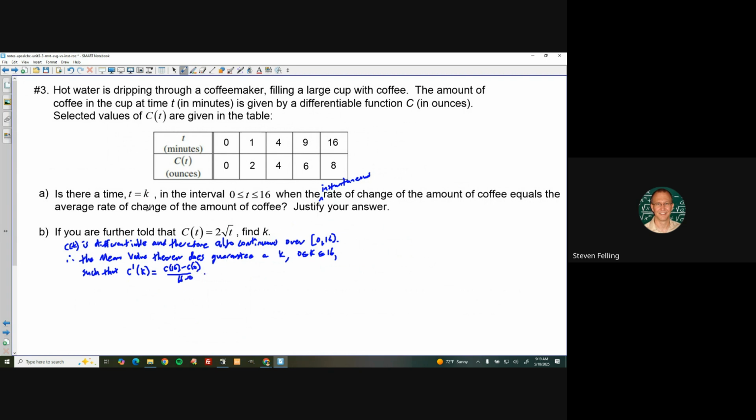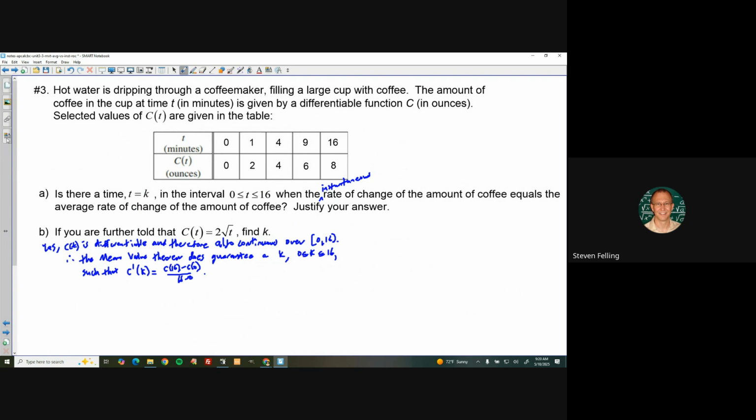Okay. Is there a time? Maybe we should even start by saying yes. So we want to answer their question, and then this is the justification. Yes, because c of t is differentiable and therefore continuous over the interval, the mean value theorem does guarantee a k in the x interval such that the derivative at that k is equal to the average rate of change.